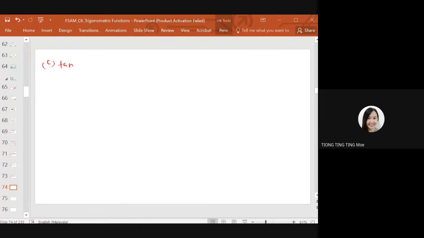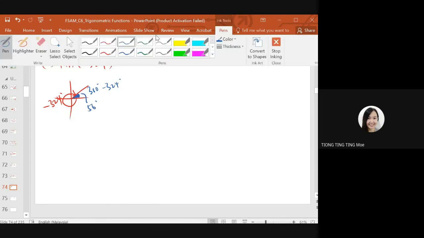Tangent of negative 324. This one also is a negative angle. We just draw. Must draw first: negative 324. So from your drawing, you know what is the angle you want. Very clever, you can straightforwardly write it down. So it's 360 minus 324, so the value here is 56. You're getting better already. Alright, good.